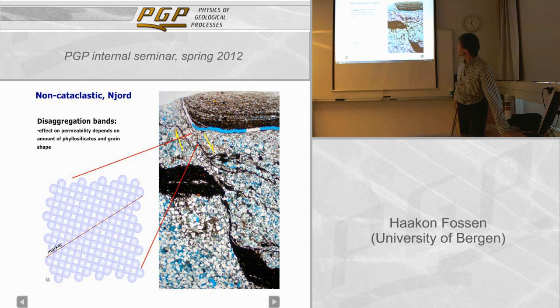The exception is where you start to get minerals that are platy or have a preferred orientation, or not preferred orientation, but an elongated shape. Then they start to line up and compact, and you get these kinds of shear bands that we find in many places in the North Sea and Norwegian continental shelf reservoirs, where they actually do involve a reduction in porosity and permeability.